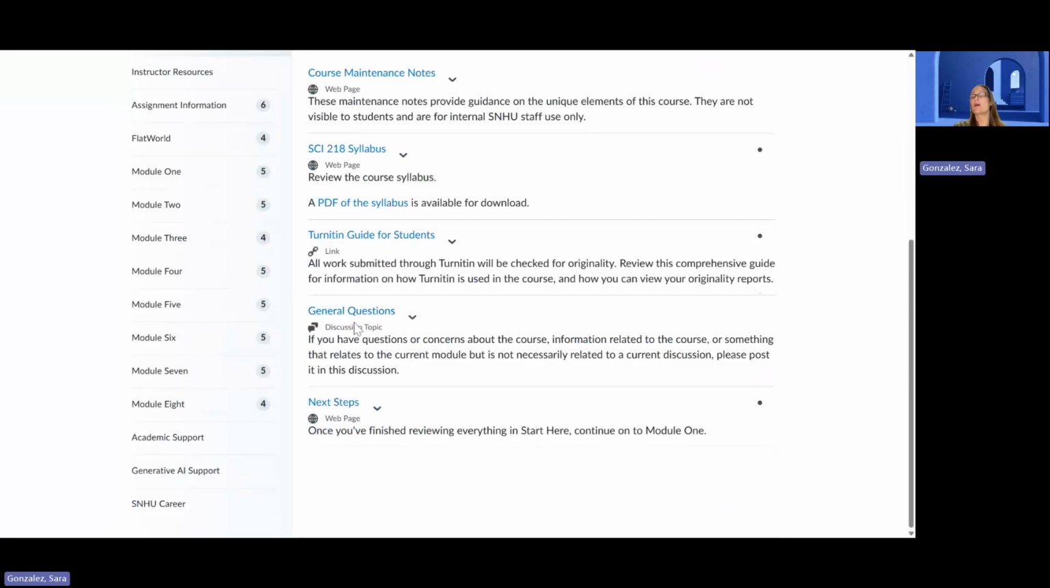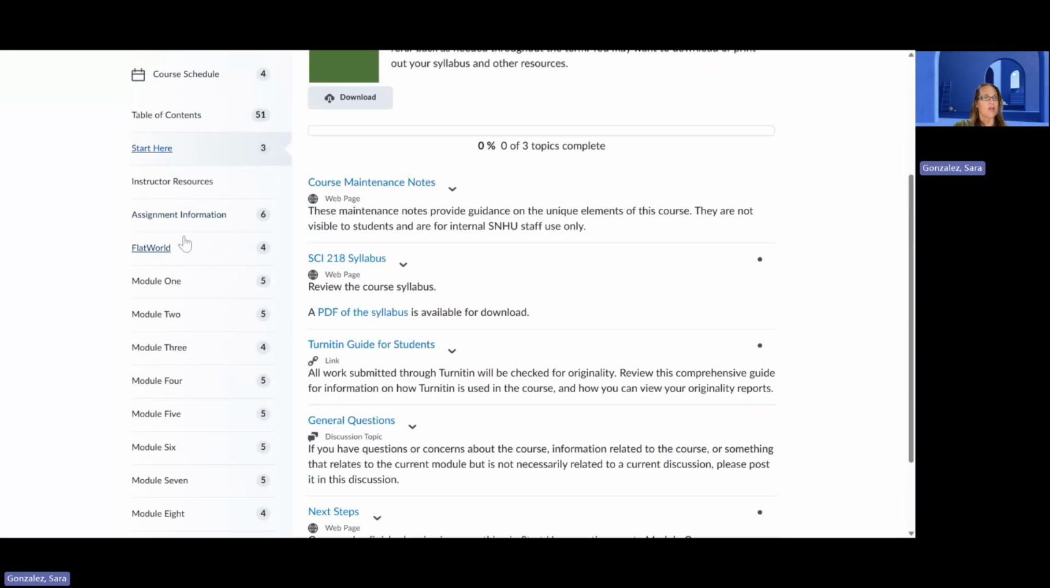If you do the general questions, just know that if you do post a question, we all see that. So if you have a particular question about your grade or anything, you might want to just email me personally. That way the whole class is not aware of your question about your grade. And then information about Turnitin.